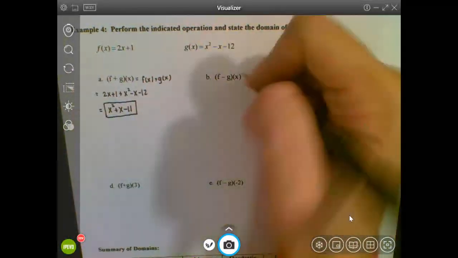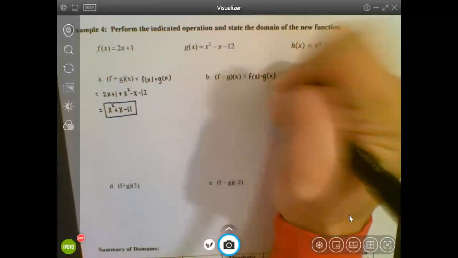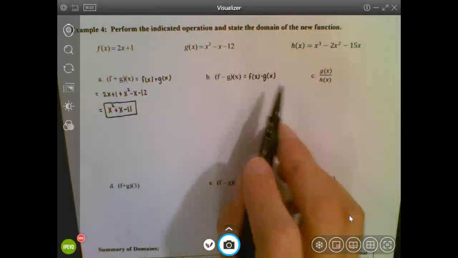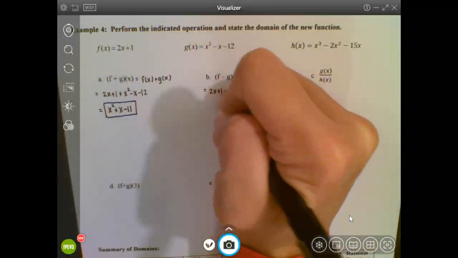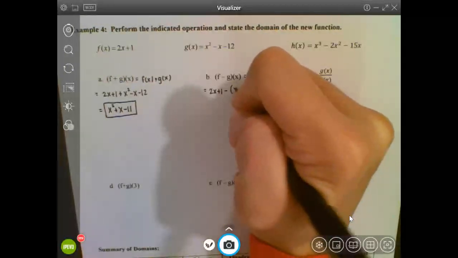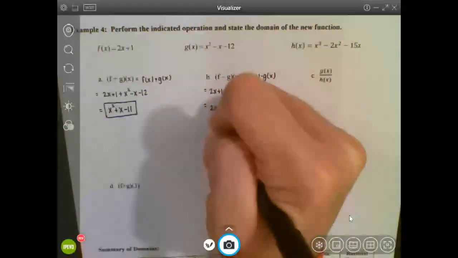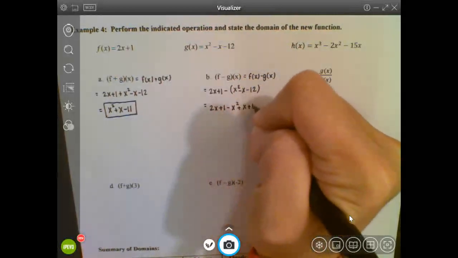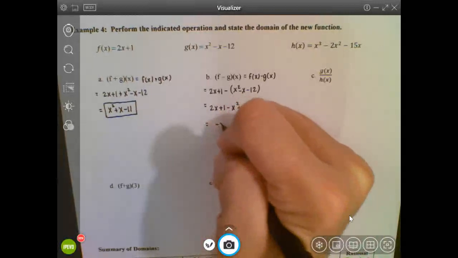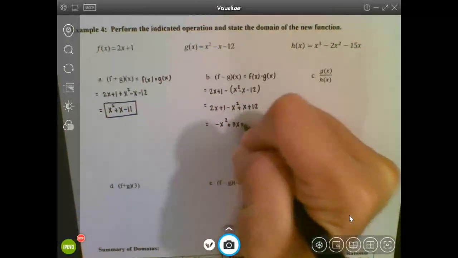I'll do my f minus g of x. That's really just telling me that I have f of x minus g of x. And again, when you're doing subtraction, you do have to make sure to keep that second function in a set of parentheses. So 2x plus 1 minus the quantity of x squared minus x minus 12. I'm going to distribute that out. So 2x plus 1 minus x squared plus x plus 12 is going to give me a simplified function of negative x squared plus 3x plus 13.